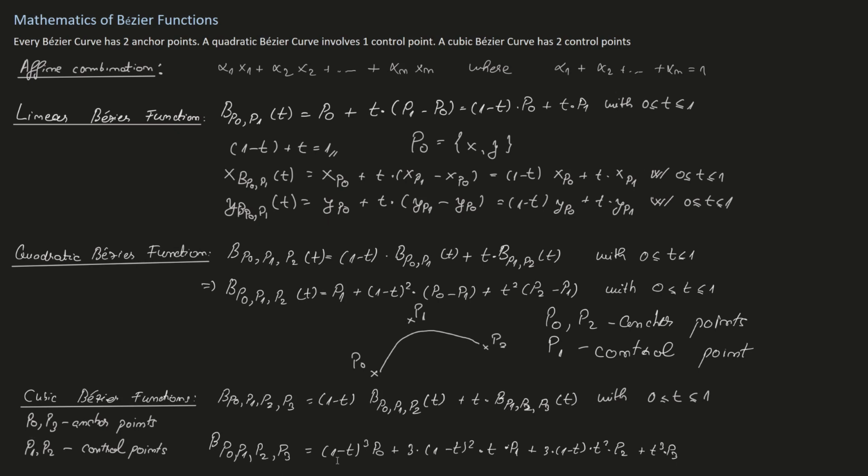So, written in the final form, it would be (1 minus t) to the power 3 multiplied by p0 plus 3 multiplied by (1 minus t) squared multiplied by t multiplied by p1 plus 3 multiplied by (1 minus t) multiplied by t squared multiplied by p2 plus t to the power of 3 multiplied by p3. Again, here to get the x and y coordinates of the cubic Bézier functions, we will replace p0, p1, p2 and p3 with the respective x and y coordinates.